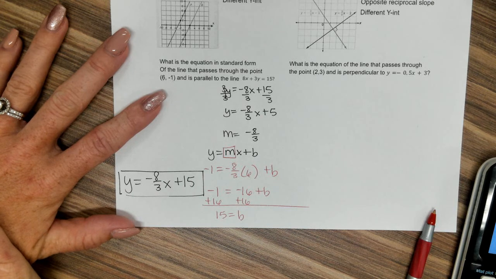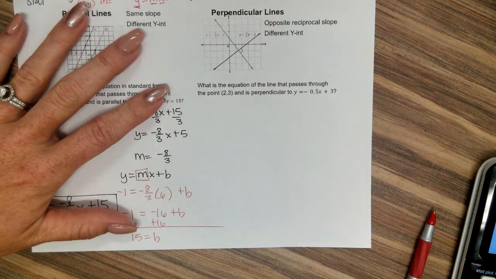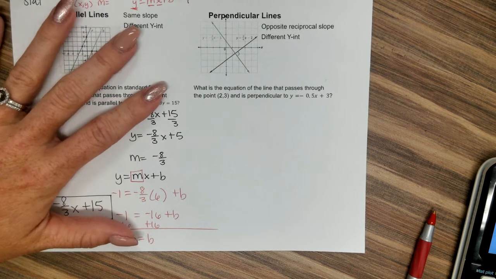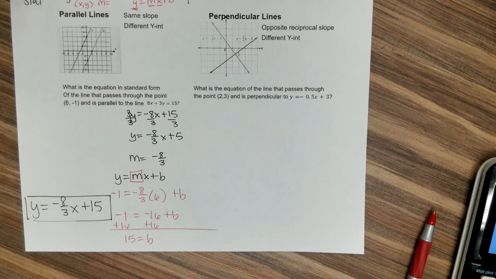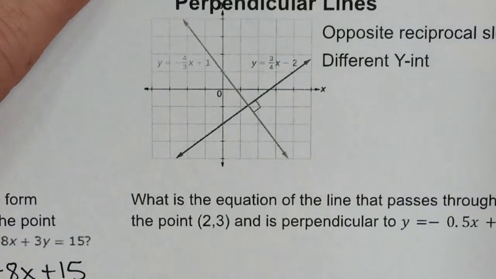Are we okay? All right, now let's talk about perpendicular lines. Perpendicular lines have opposite reciprocal slopes. Y'all remember what that means? Opposite means instead of positive, it will be negative. And reciprocal means you flip the fraction. Or if it's a whole number like 2, you flip it, it becomes 1/2. So look at the example they gave you in this picture. I'm going to blow it up so y'all can see it.